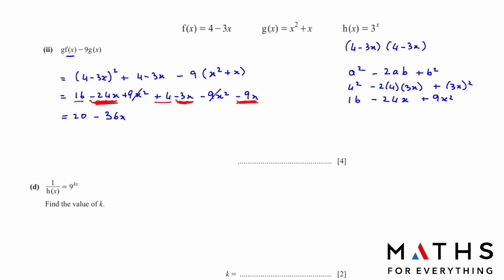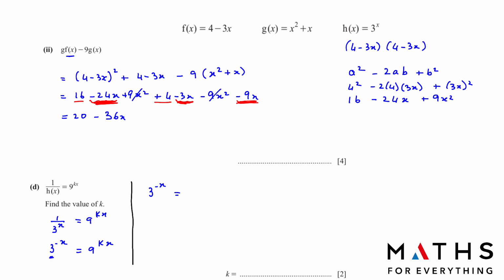So replace the h of x with 3 to the power of x. When you bring any power from the denominator to the numerator or vice versa, the sign changes. So now this will become 3 to the power of negative x is equal to 9 to the power of kx. To solve this question, you need to have the same base.